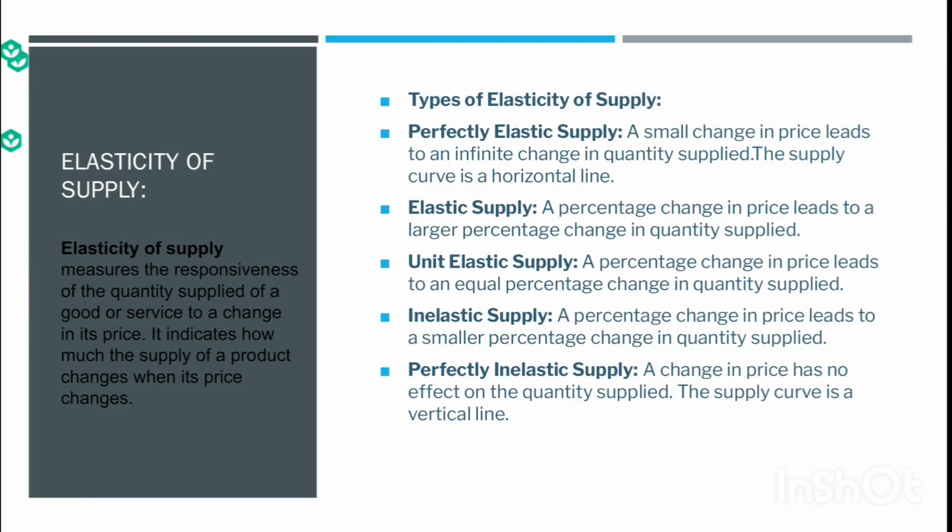Now let's talk about elasticity of supply. It measures the responsiveness of the quantity supplied of a good or service to a change in its price. So it indicates how much the supply of a product changes when the price changes. We can say that the supply of a product is directly proportional to the price change. Let's look at the types of elastic supply. We have perfectly elastic supply, unit elastic supply, inelastic supply, and perfectly inelastic supply.